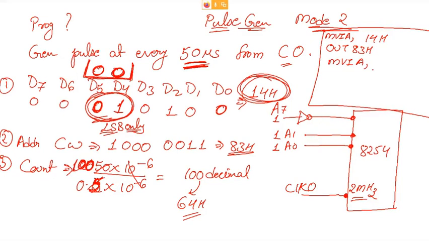So MVI A comma, the count, that is 64H, that is LSB only, and then OUT to the counter where you want to put the count. So 80H, which is counter 0, and then HLT. That's all. This is the complete program.